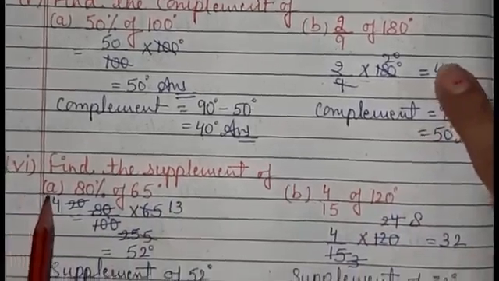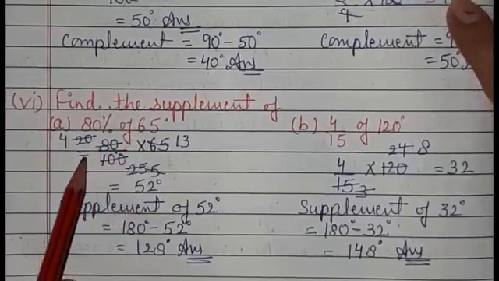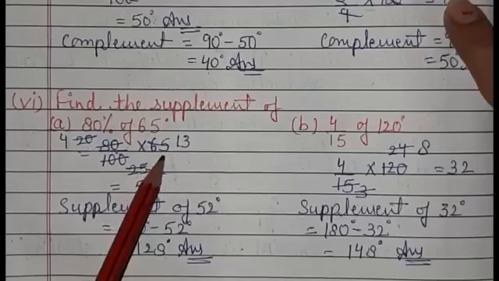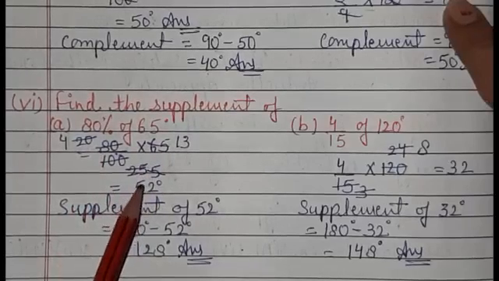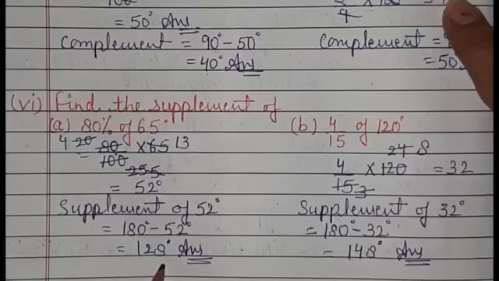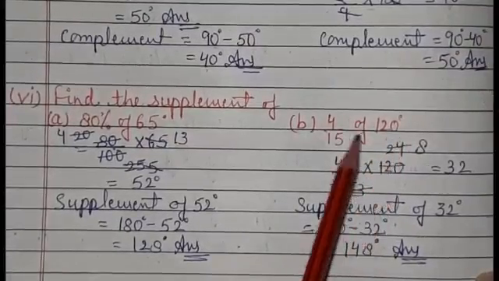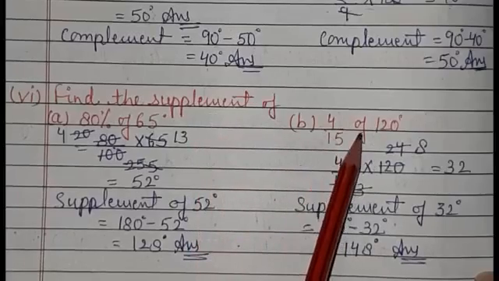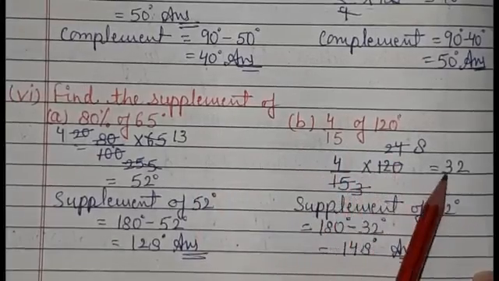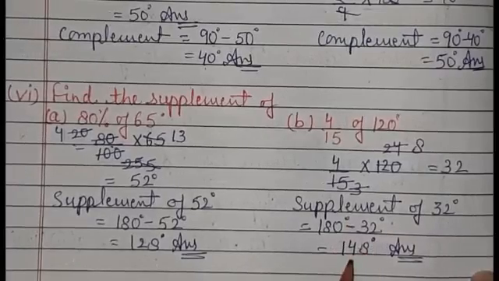Similarly, sixth part, find the supplement of. A part is 80% of 65 degrees. So first calculate 80% of 65, remove the percent sign. It will be 80 by 100 into 65. When we solve, 52 degrees will come. And the supplement of 52 degrees is 180 minus 52, 128 degrees. Now B part, 4 by 15 of 120 degrees. So we have to find its supplement. So remove of. We have to write a multiplication sign in between. When we solve, 32 degrees will come. And the supplement of 32 degrees is 180 minus 32, 148 degrees.